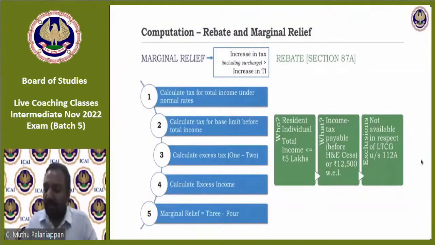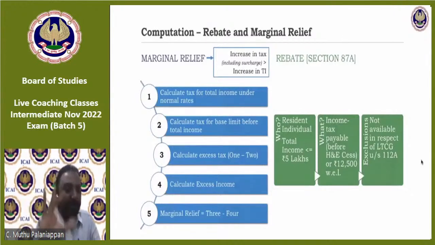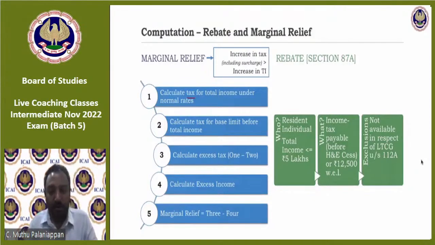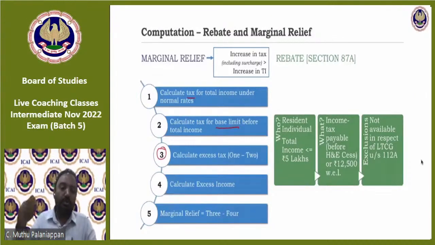And then marginal relief. This is a small stepwise understanding. Typically you calculate the tax on the total income under normal rates, and then calculate the tax at the base limit on the total income. Step 3 is 1 minus 2. On this you will have a tax amount. Now you have to calculate how much is excess income, that is, the income earned in excess. Excess income will be the difference between the income calculated under 1 and under 2. So the difference between 3 and 4, if it is positive, becomes marginal relief.